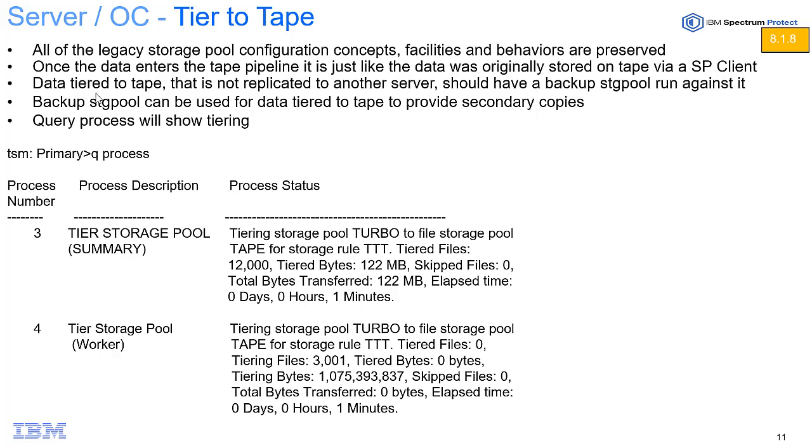Once data is tiered to tape, if it hadn't been replicated while it was in the disk storage container, then you should go ahead and run a backup storage pool against that tape pool. If you run the query process command, you will see the tiering summaries as well as the worker threads that are out there doing the tiering. So that's an example right here of a query proc.